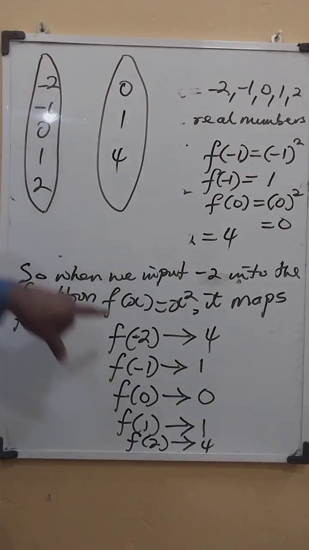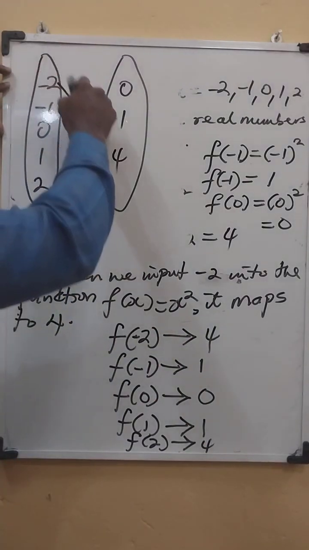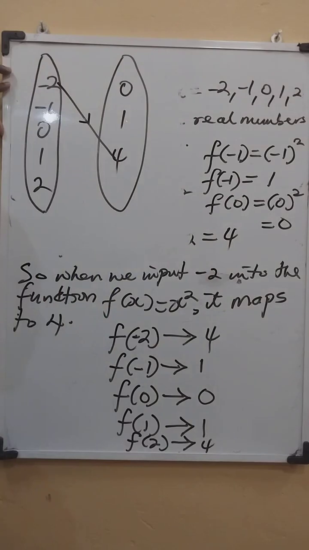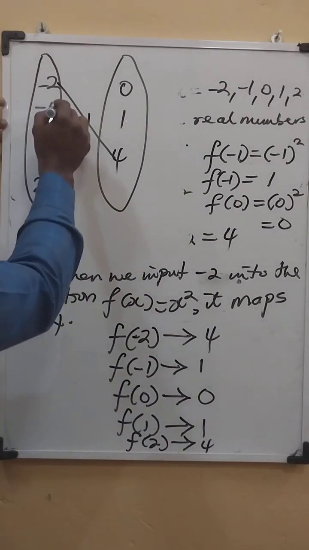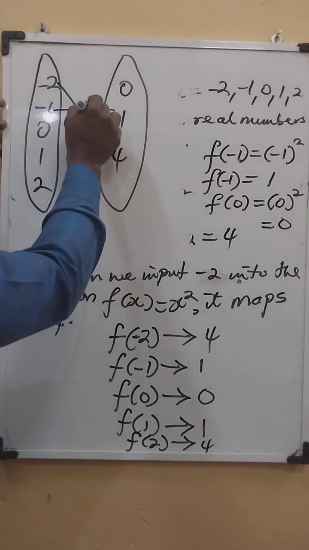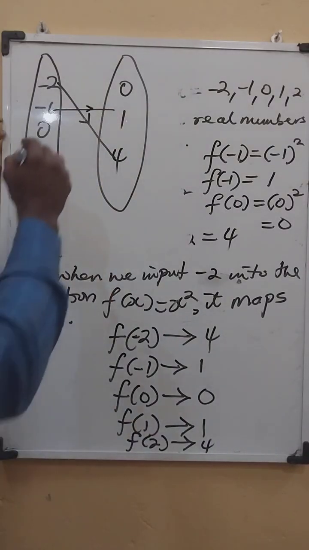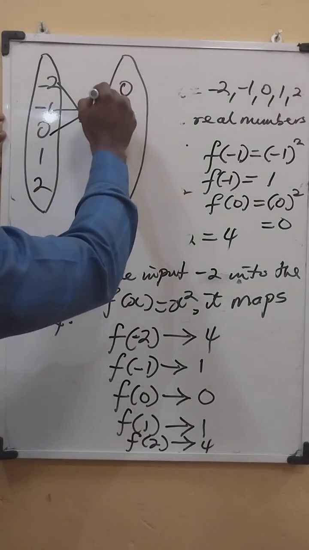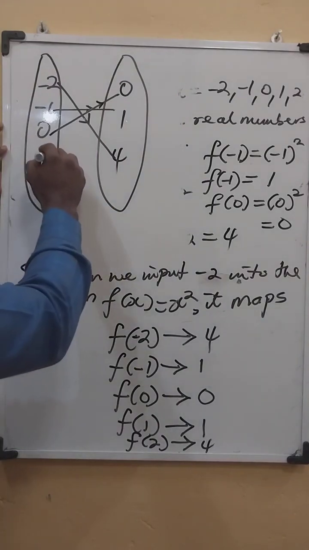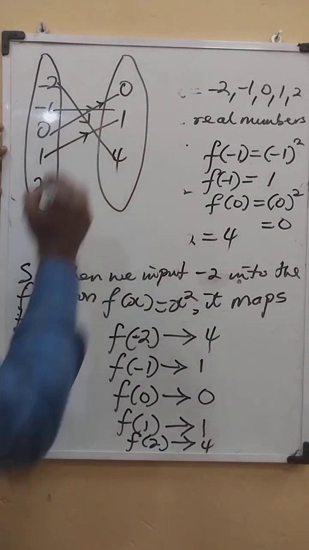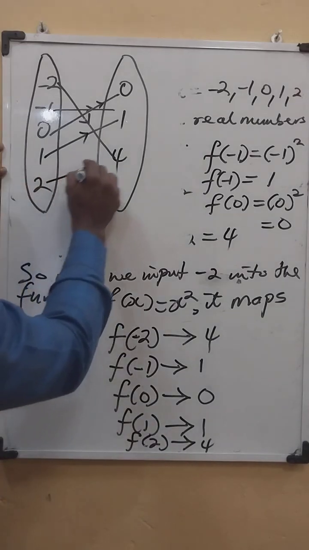Let us map it together for -2 to 4. So -2 to 4. This is how it maps. Then -1 to 1. -1 maps to 1. Then 0 to 0. 0 maps to 0. Then 1 to 1 again. Then 2 to 4. And this is the 2 to 4.